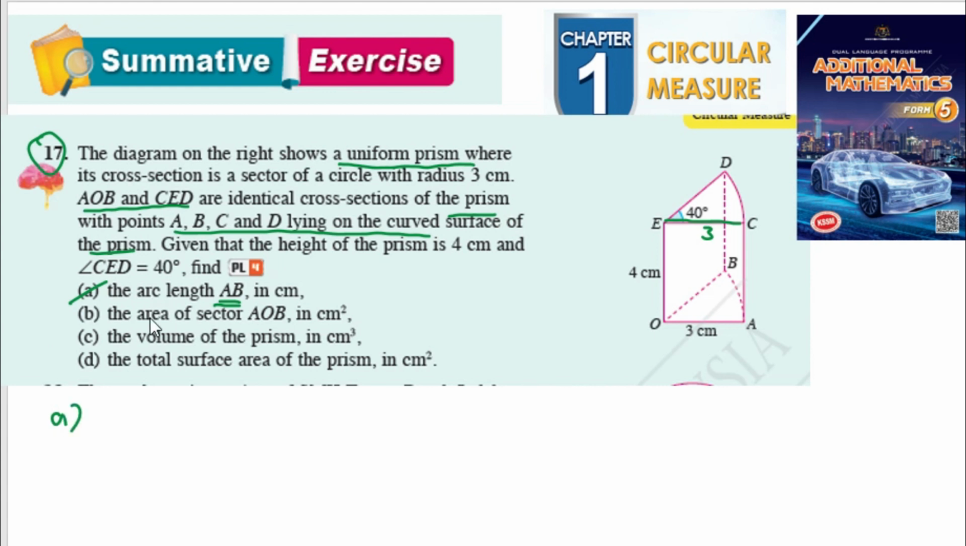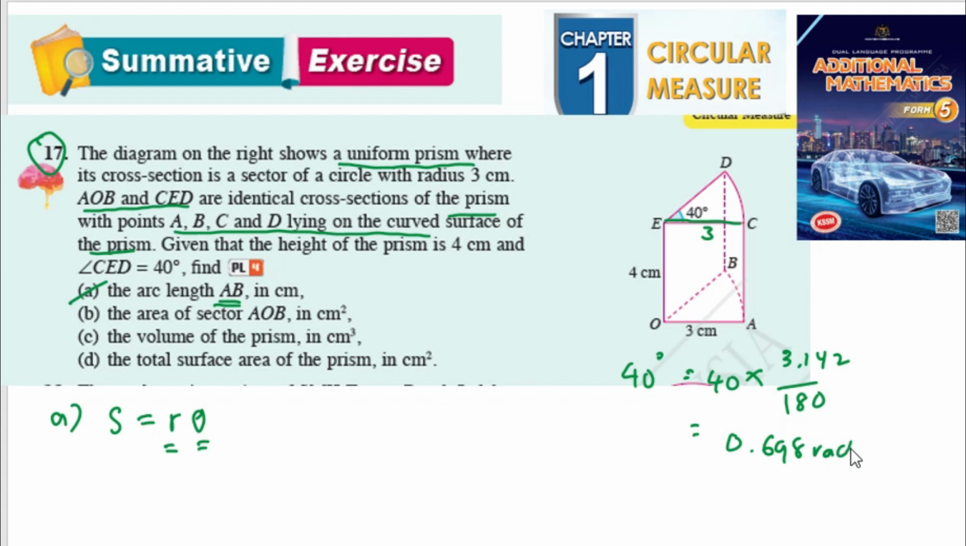To calculate arc length, it is equal to r theta, where this one is the radius and this one is the angle in radian. We have r, which is 3, but we don't have the angle in radian. We have 40 degrees, so we have to convert first. To convert 40 degrees to radian, we multiply by pi over 180, so 3.14 over 180. Here we get 0.698 radian.